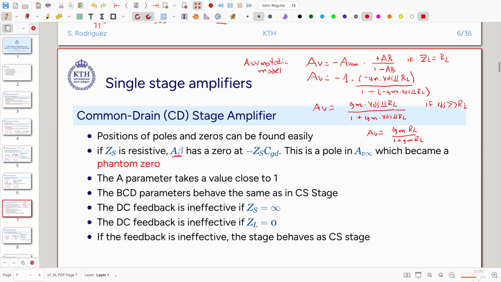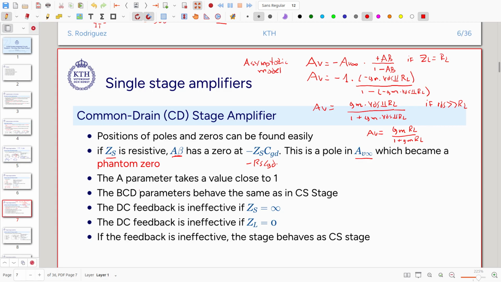Okay, some conclusions until now. The positions of the poles and zeros can be found rather quickly. For the position of the poles, we will use open time constants, and we will have an example very soon to see how we can do that. If the source impedance is resistive, then we will have a zero located at minus RS CGD. Okay. This is actually something that we predicted already when we calculated the asymptotic gain, so we immediately see that there is going to be a pole there. So this will be a phantom zero. Every time that we see a pole in the asymptotic gain, it becomes automatically a zero in the loop gain.